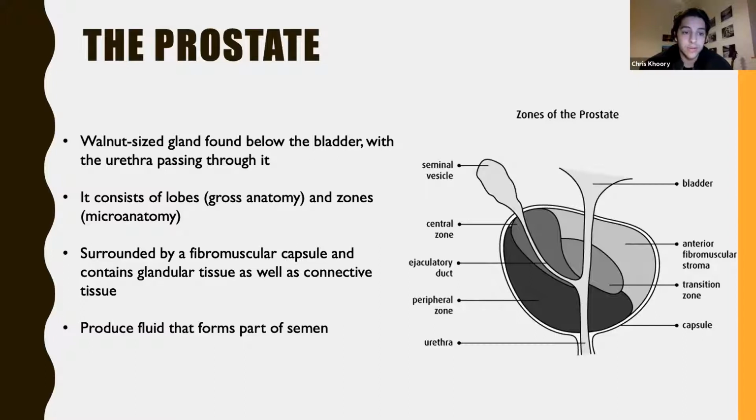So we said it produces fluid. Prostatic fluid is slightly alkaline, and the alkalinity of the semen helps neutralize the acidity of the vaginal tract, which prolongs the lifespan of sperm. So that's just a little bit of info about the prostate.